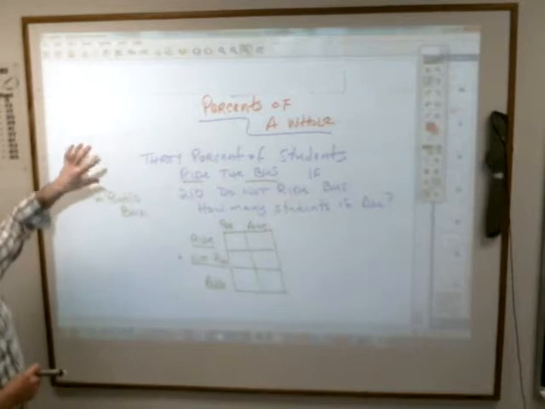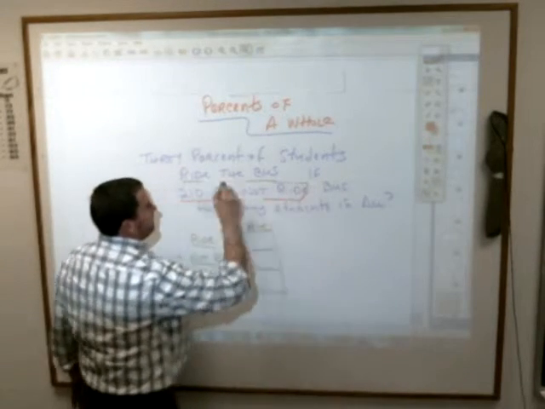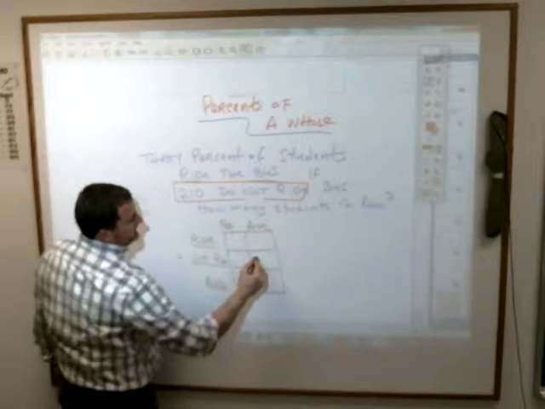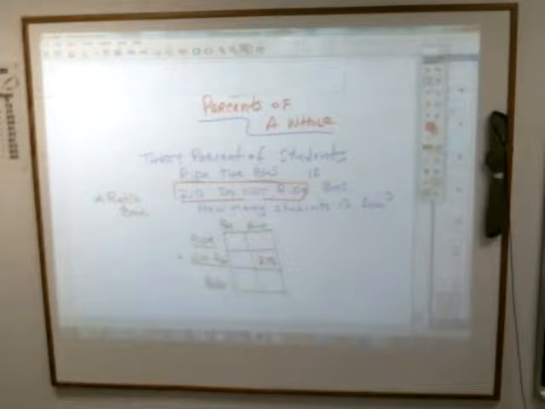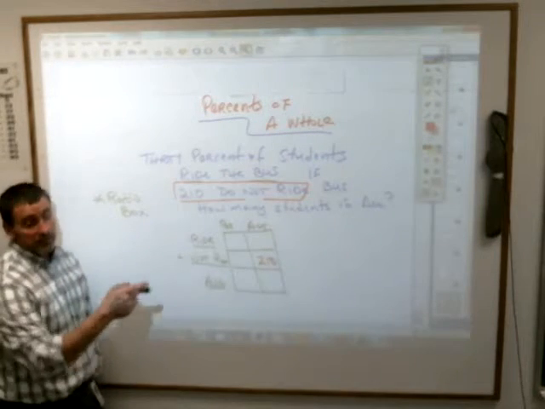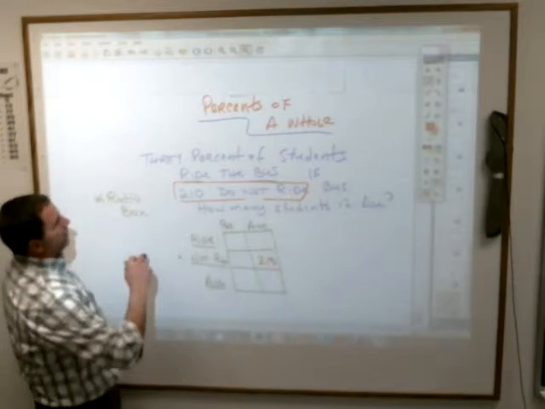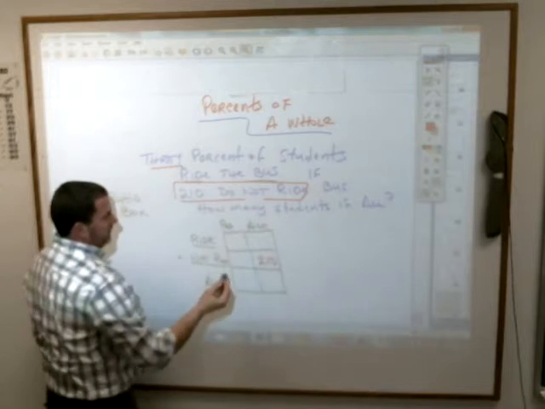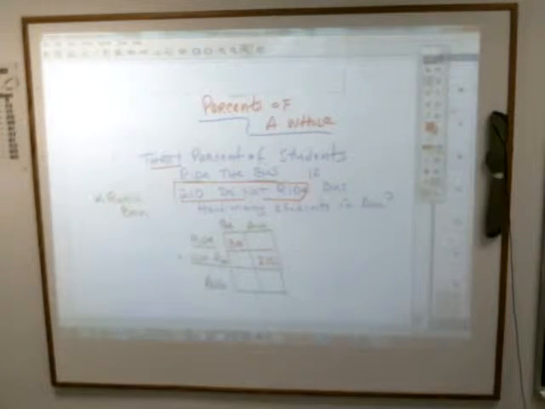210 students don't ride the bus. 210 students do not ride the bus. So I stick that here. That's the actual number that do not ride the bus. So far, 1 down, 5 more boxes to go. On the ride, 30%. I know that 30% ride the bus. All right, I'm down to 2 out of 6 boxes now.